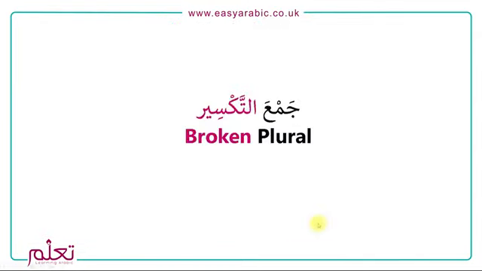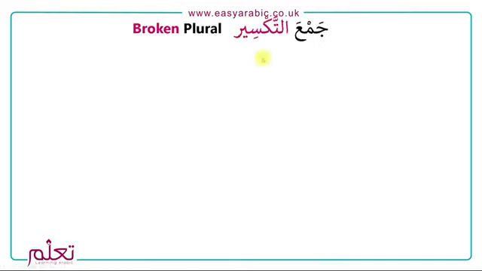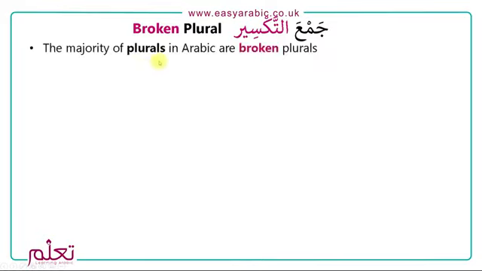Next we'll cover the broken plurals. Now these are slightly more complicated than the others, but these are more common. And the only way you can learn these really is by learning the words, to be honest. So if we look at this, the Jama' Taksir, which is the broken plural, the majority of plurals in Arabic are broken plurals. So like the irregular English plural man becomes men.